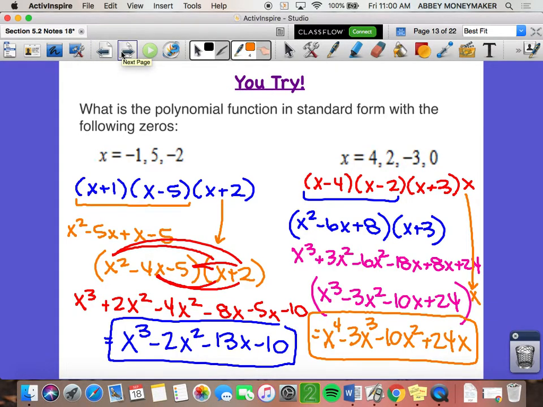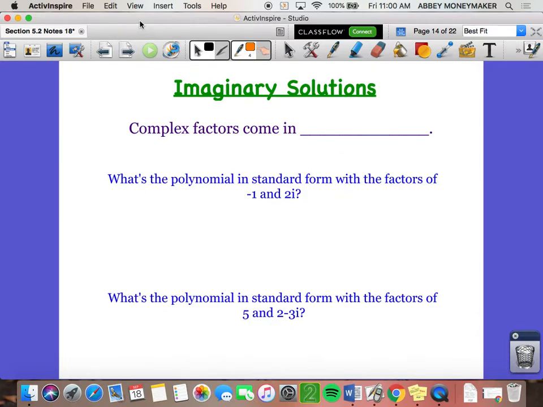No? All right. Let's talk about imaginary solutions. And this is probably one of the hardest parts of today. And then we'll finish up with multiplicity, which is very easy. So what you need to know here about imaginary solutions, because we haven't dealt with them until right now: complex factors come in pairs. This is extremely important, especially when we're talking about the fundamental theorem of algebra.